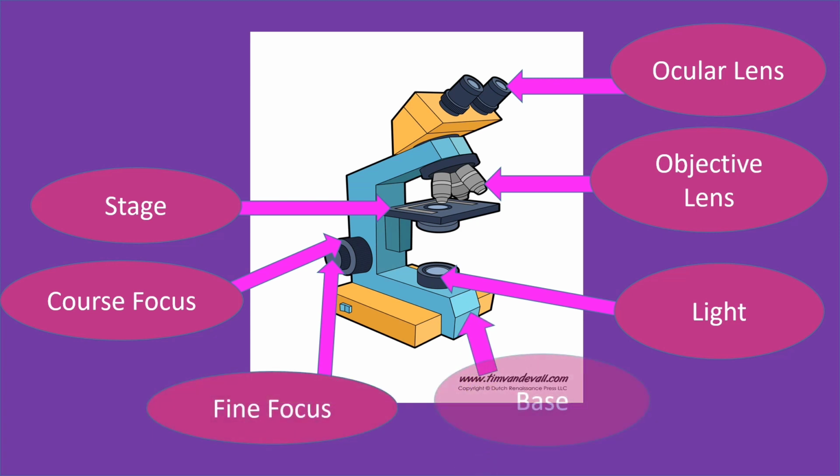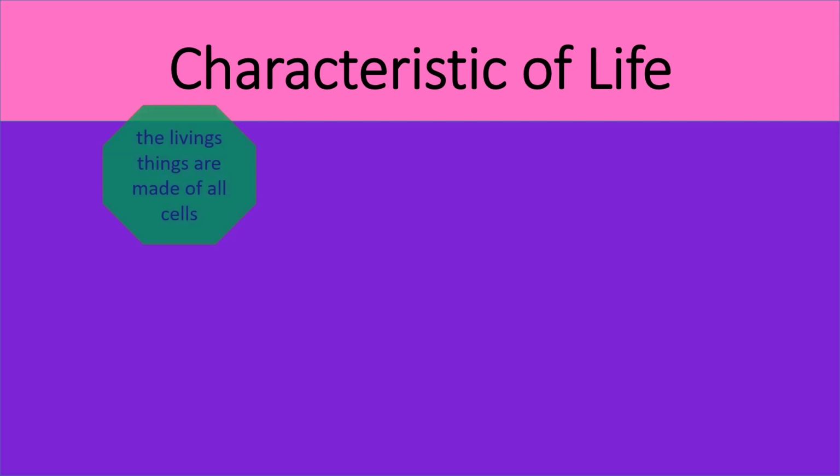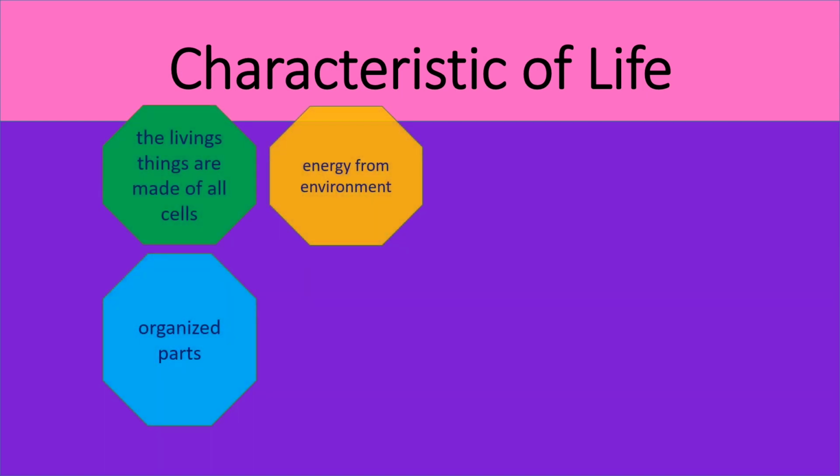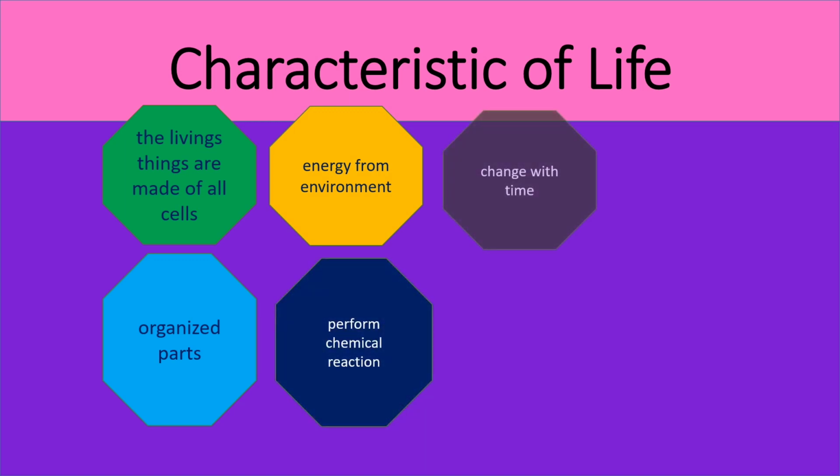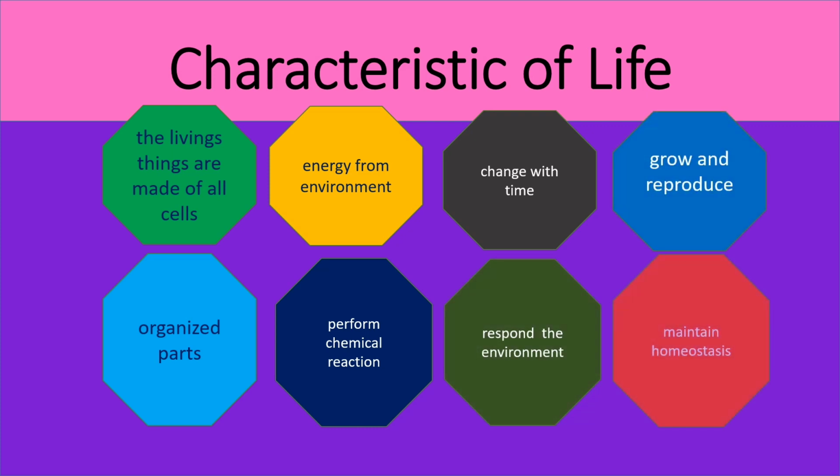The microscope helps scientists to define life and its characteristics. They decided that living things are all made of cells, they have organized parts, they obtain energy from their environment, they perform chemical reactions, they change with time, they respond to their environment, they grow and reproduce, and they maintain homeostasis, which is an internal balance. All of these are required characteristics for something to be classified as a living thing.